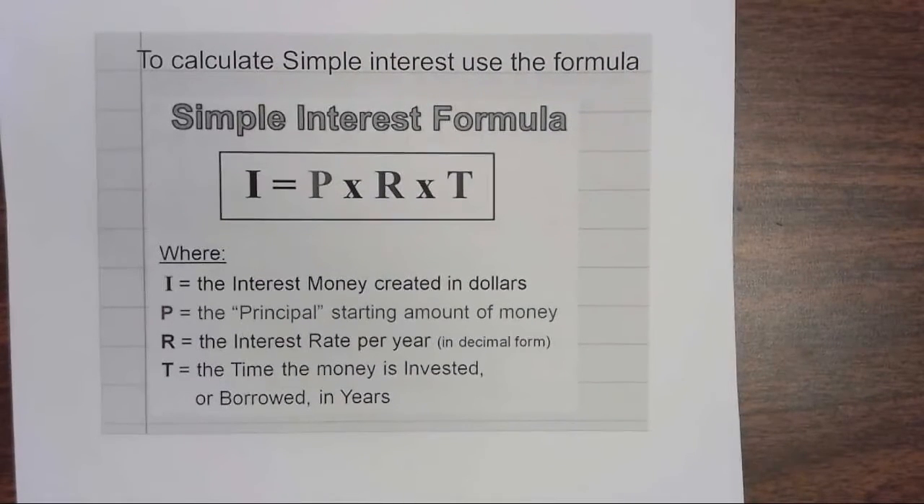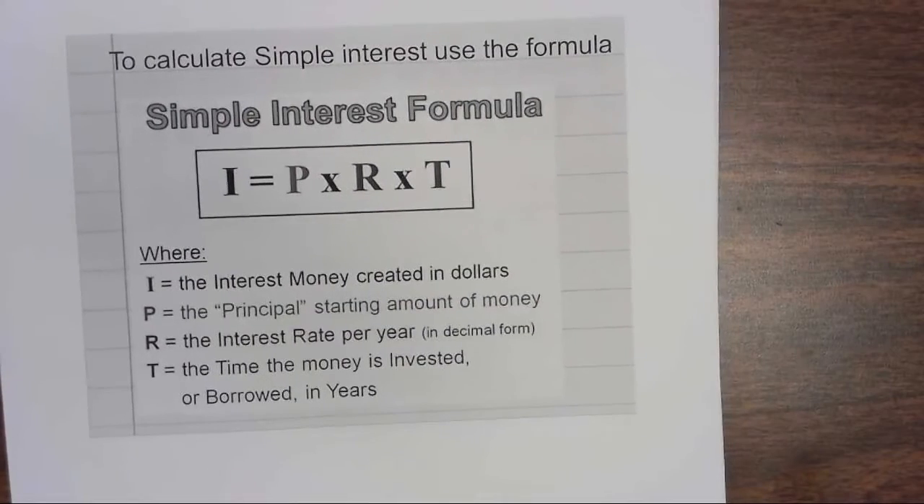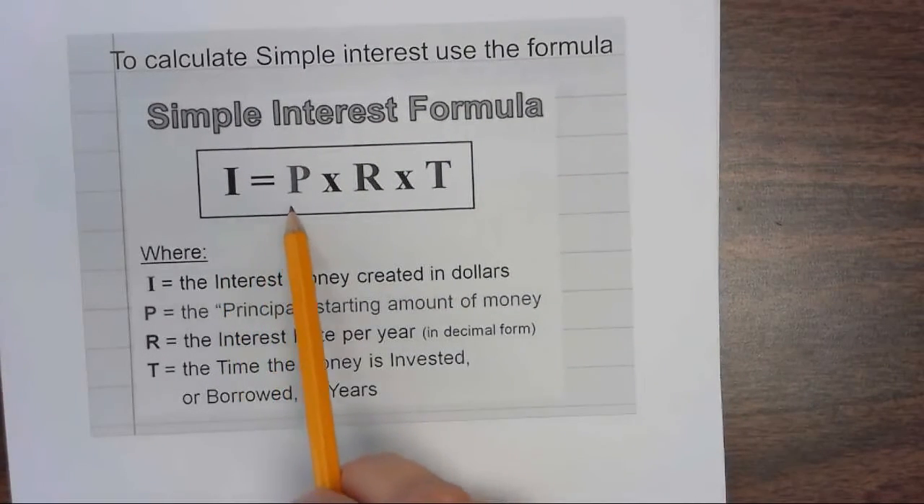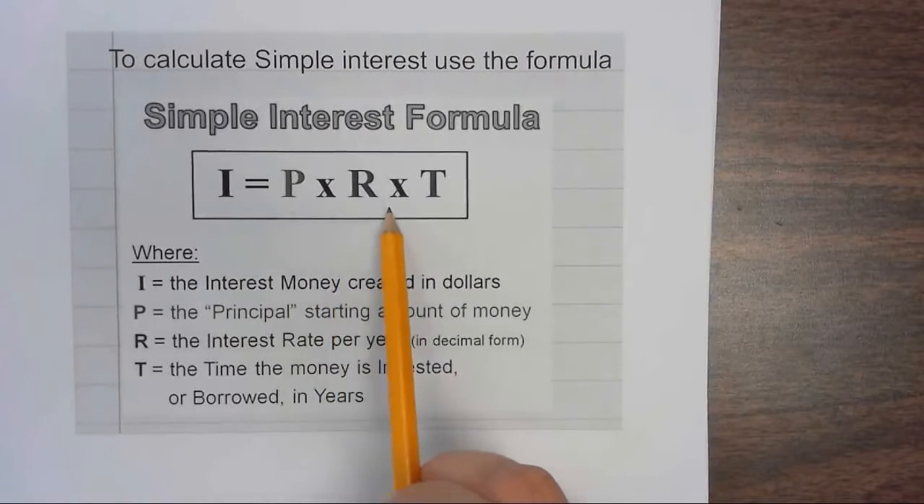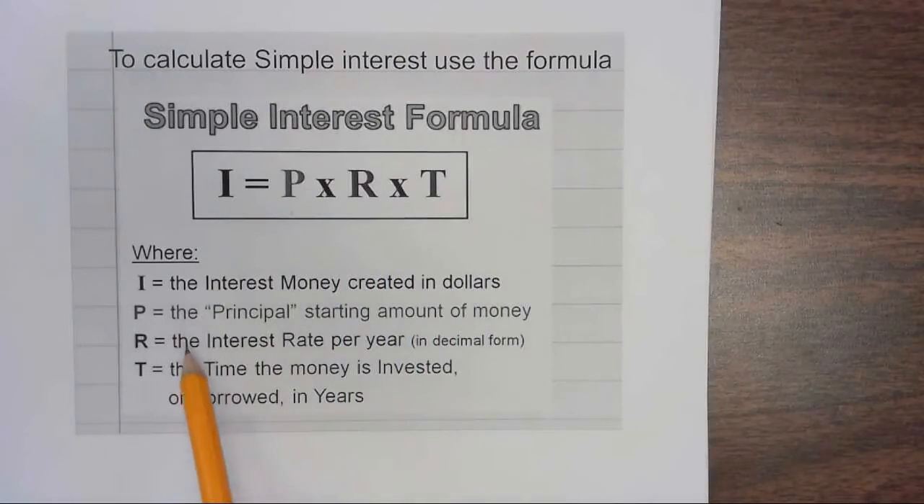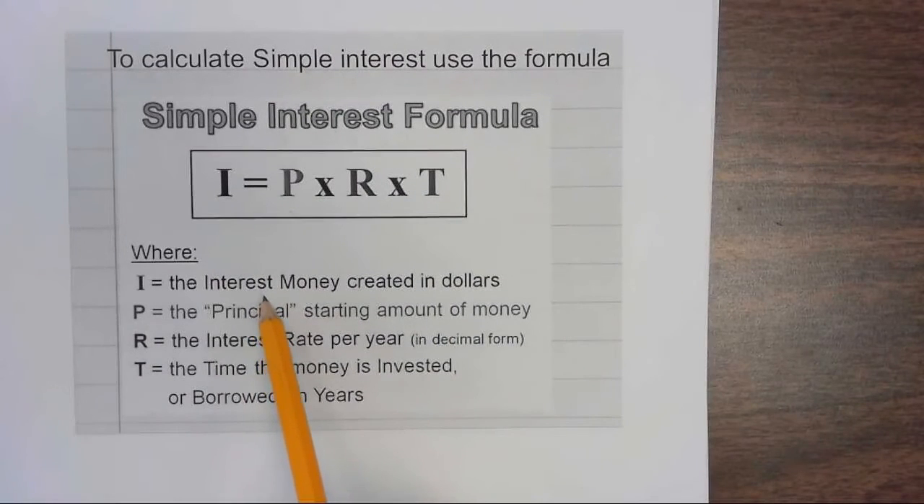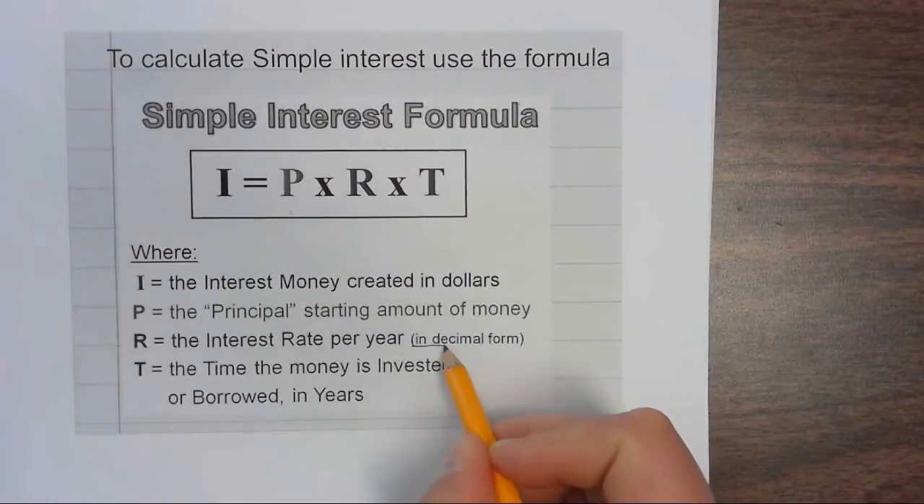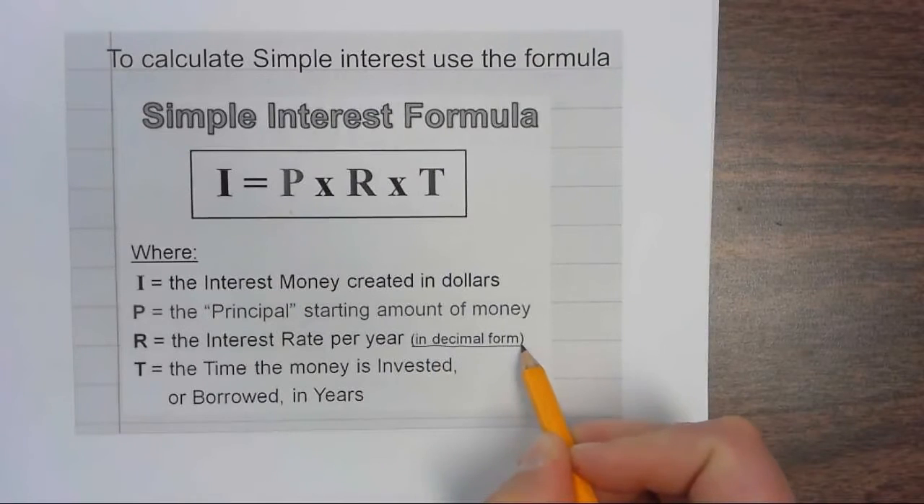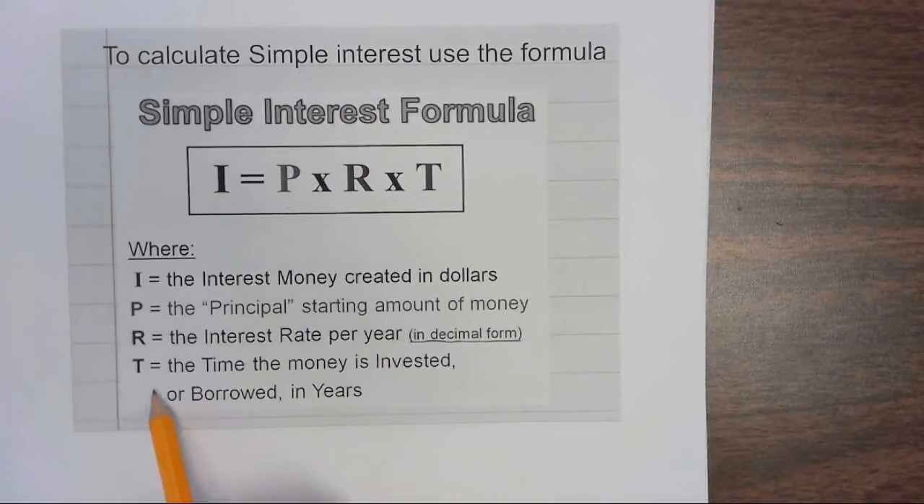All right, here is the formula for simple interest, which says I equals P times R times T, where I is the interest money, how much interest I'm going to earn. P is the principal, meaning how much money I put into it. R is the interest rate. Now this is very important: you are going to change your percents to decimals. And then time. Just remember that the time is in years.